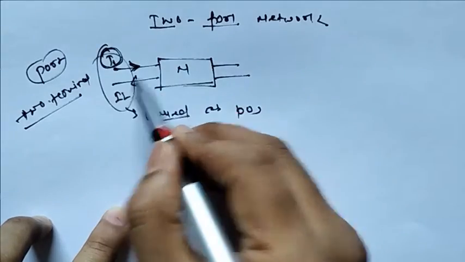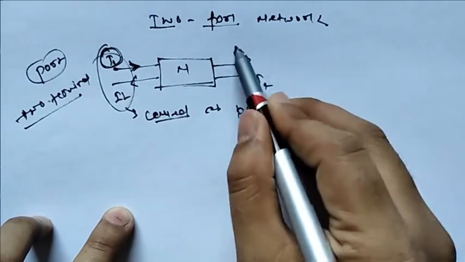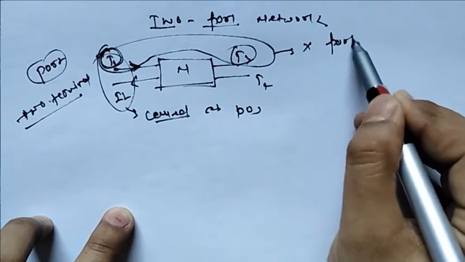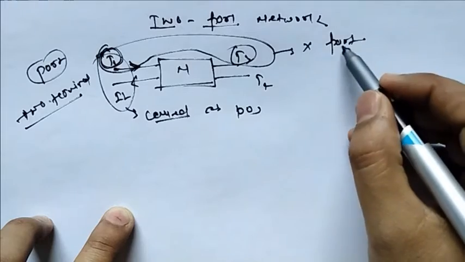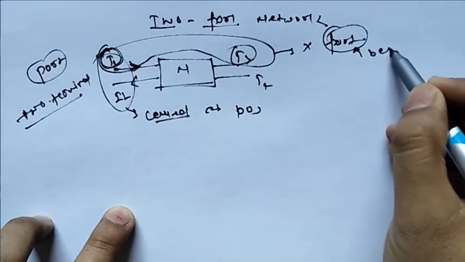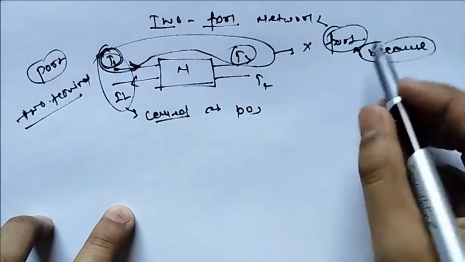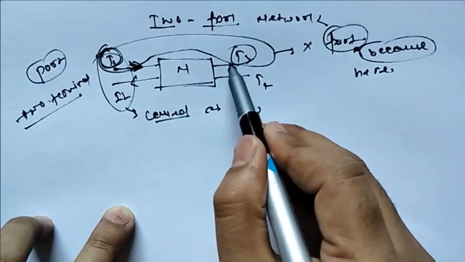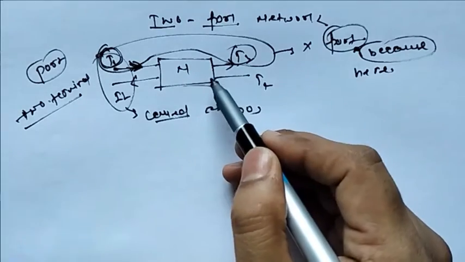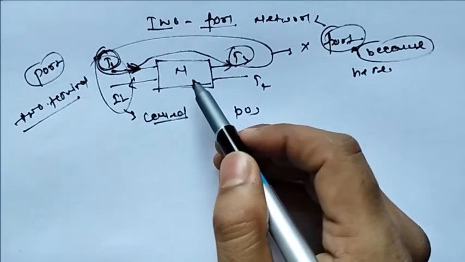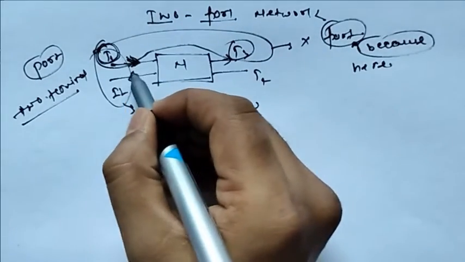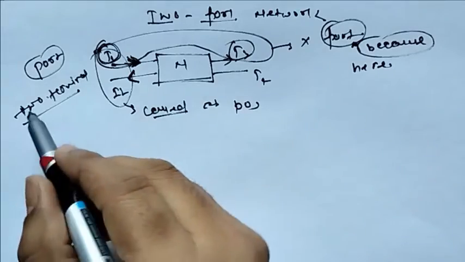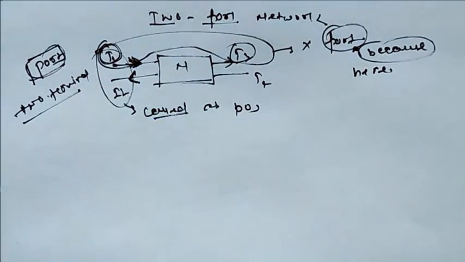But if, suppose, we take terminals T3 and T1, they will not be called a port, because here the current that is entering is not equal to the current which is coming out. So if there are two terminals, there must be a condition that the current entering must be equal to the current coming out. So port is defined in this manner.